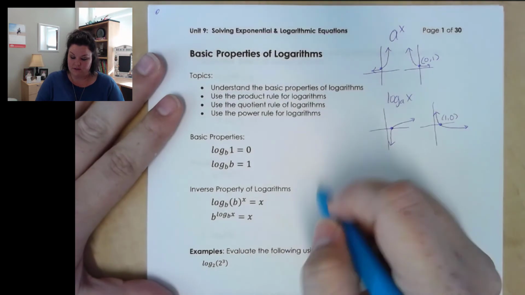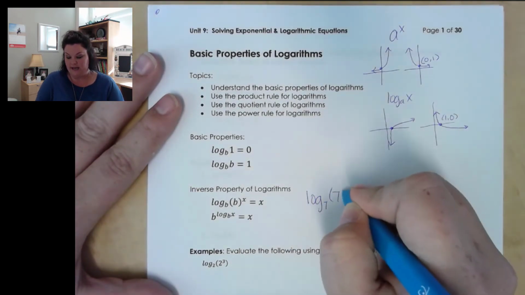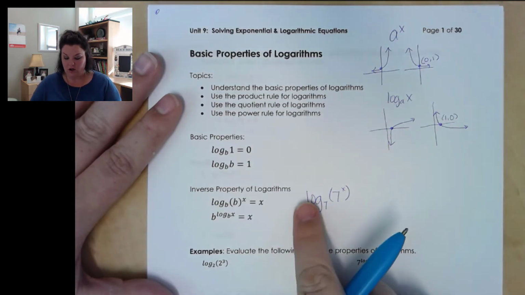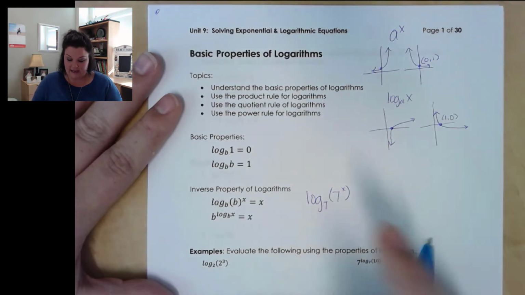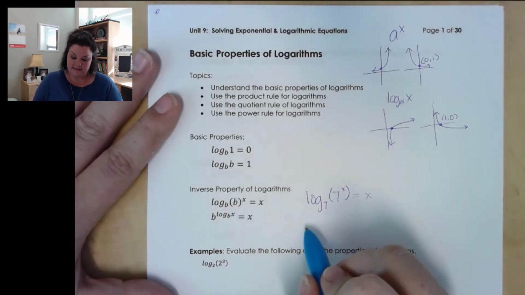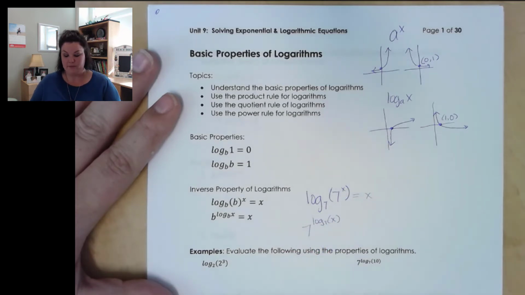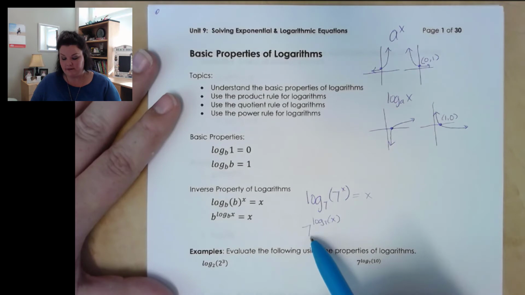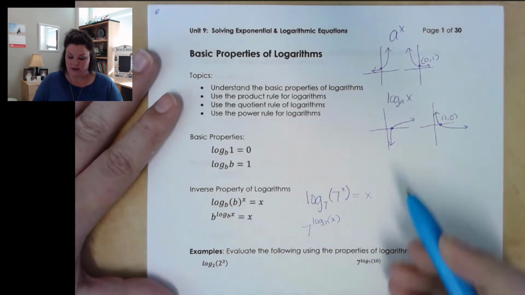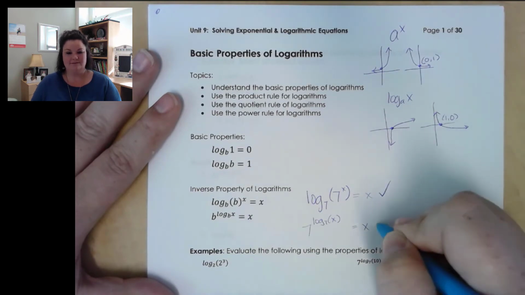So let me just show you what this looks like. If we had log base 7 of 7 to the x power, okay, our log base 7 and 7 would cancel, and this would just equal x, okay? Or if we had 7 raised to the log base 7 of x, okay? Because here I have an exponential base 7, and up in its exponent, we have log base 7. So again, those are going to cancel each other out, and I'll just be left with x, okay? So these work. Yay, okay?